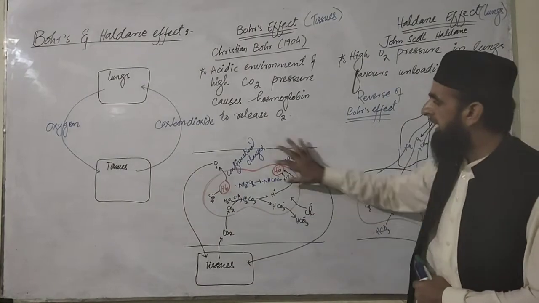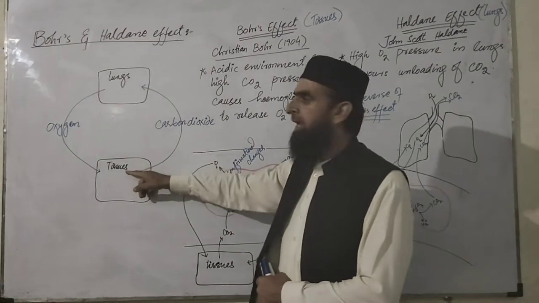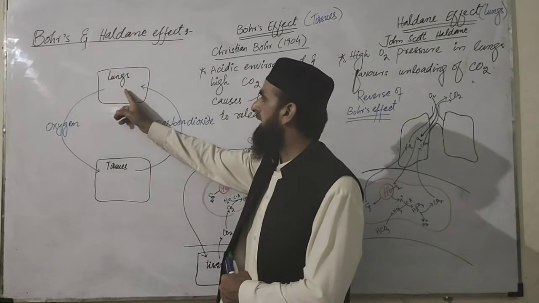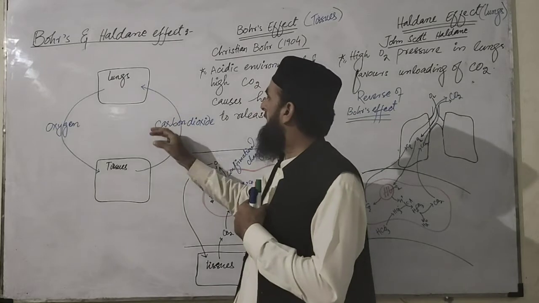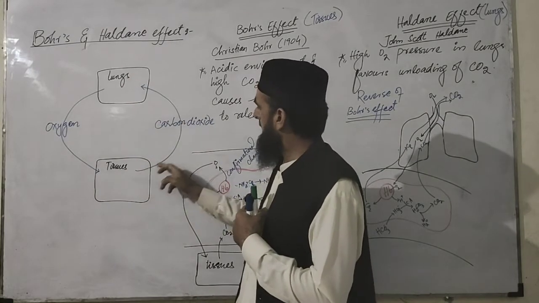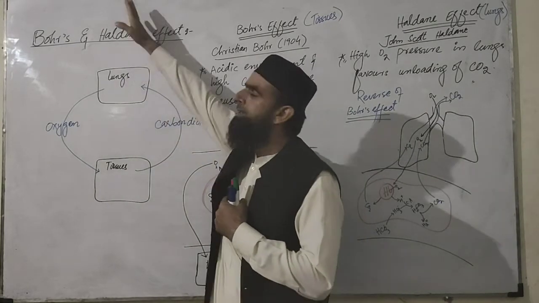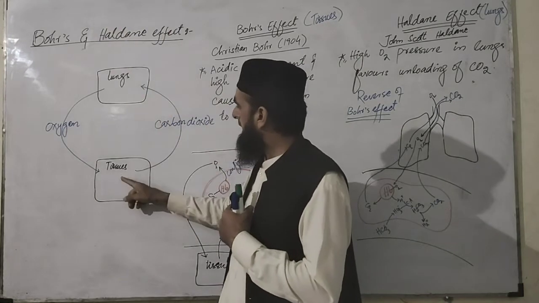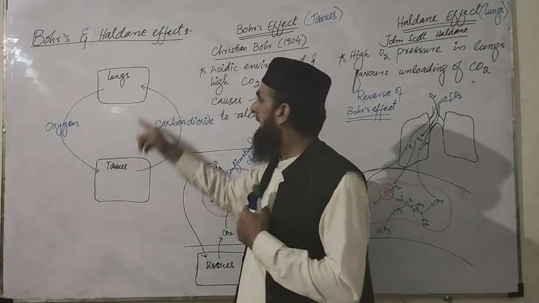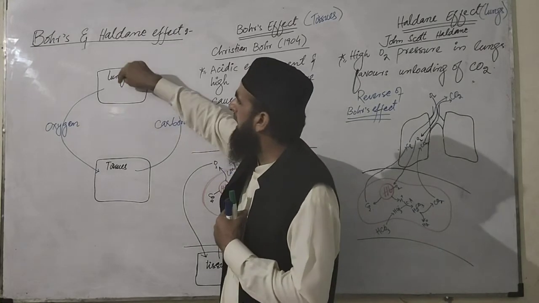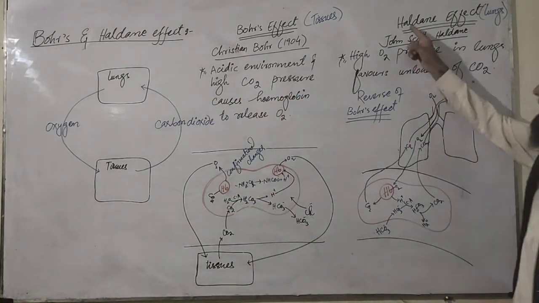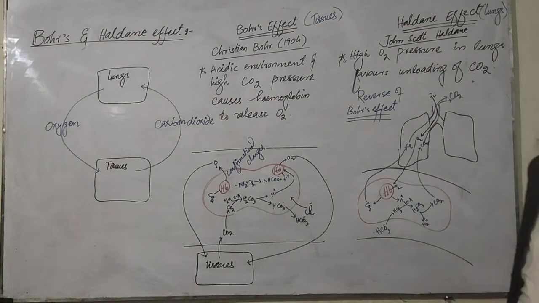This whole phenomenon takes place in the tissues. When we come to the lungs, what happens? Oxygen is brought in, that is inhaled, and the carbon dioxide which is taken by the blood must be unloaded to be released from the body. So here the unloading of oxygen takes place, and there the unloading of carbon dioxide takes place. Now this unloading of carbon dioxide is described by the Haldane effect.